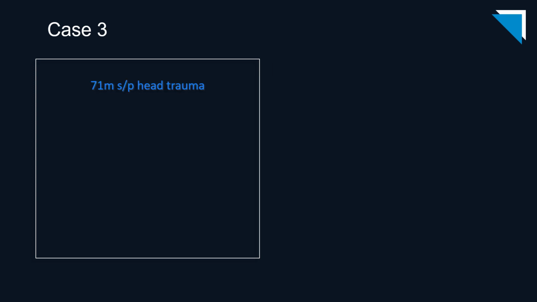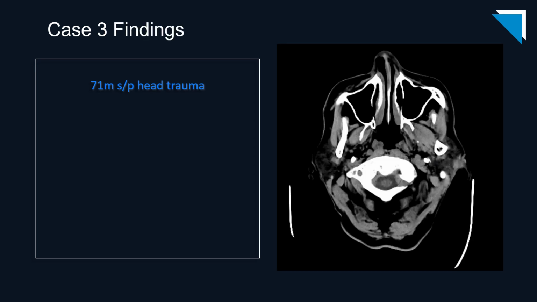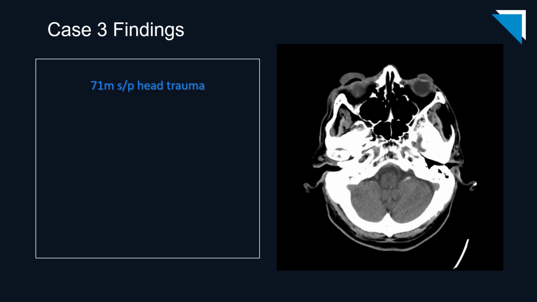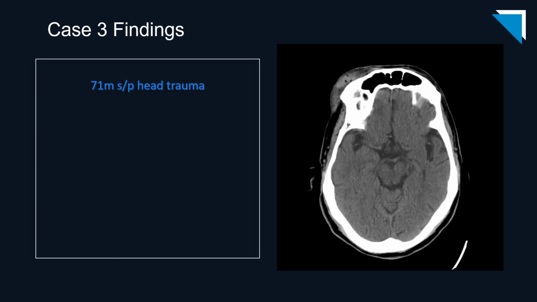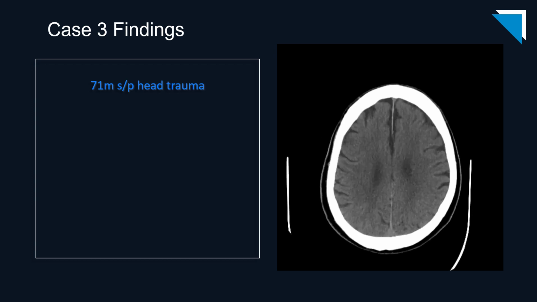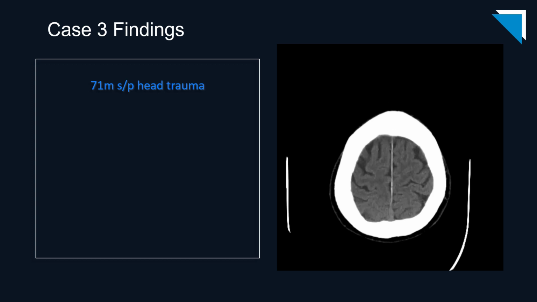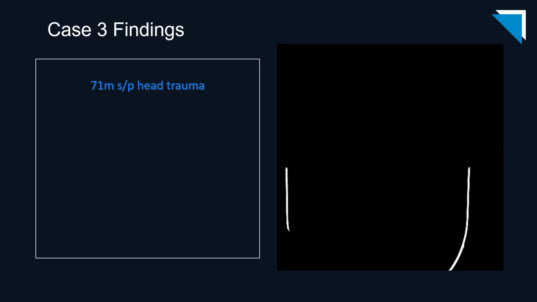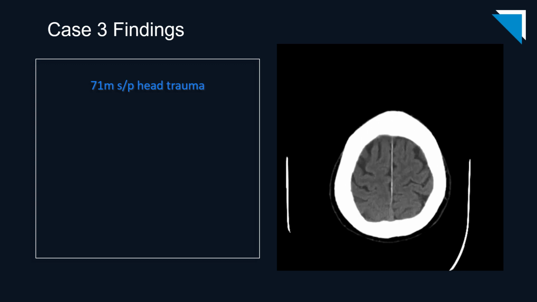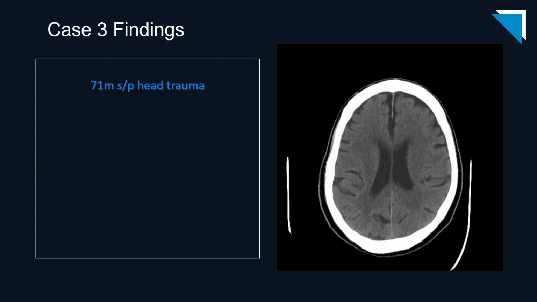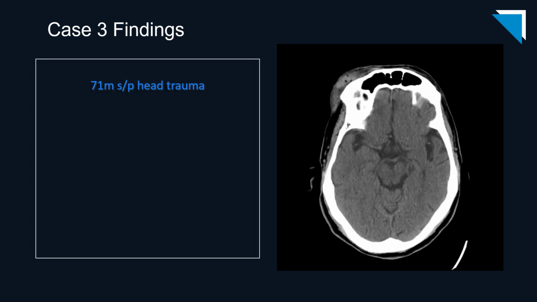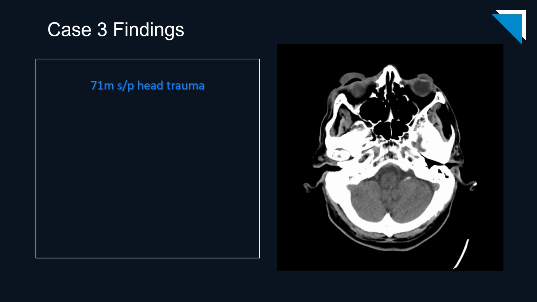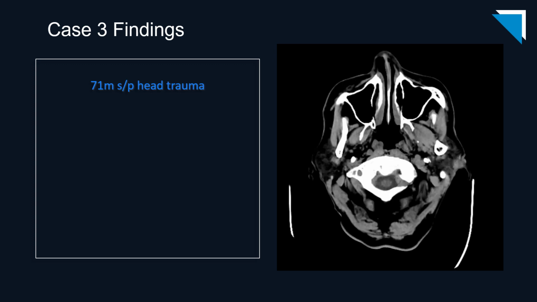Our next patient is a 71-year-old man, status post head trauma. These are axial images from a non-contrast CT scan of the head, and as I go through my search pattern, I will note senescent changes, vascular calcifications, all the things I would expect in a 71-year-old patient, but of course I'm going to be drawn to the right periorbital soft tissue injury.